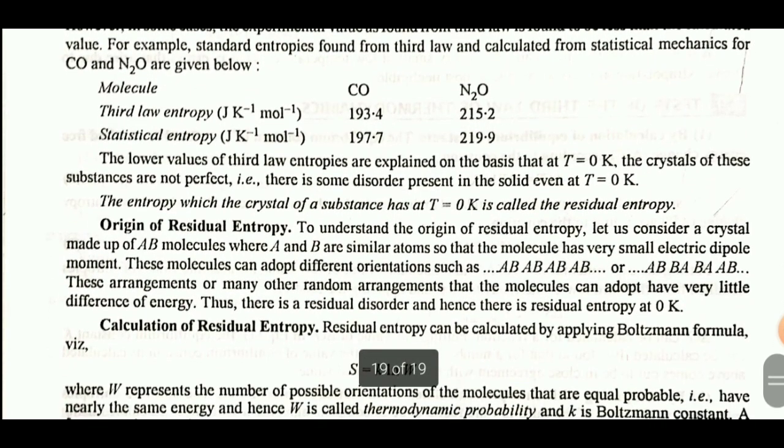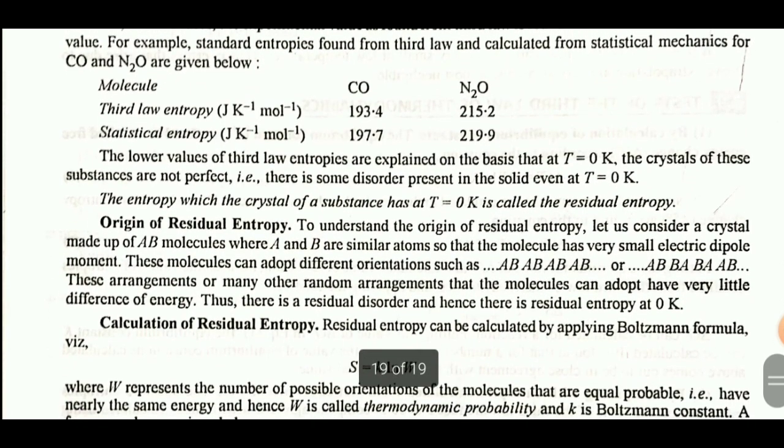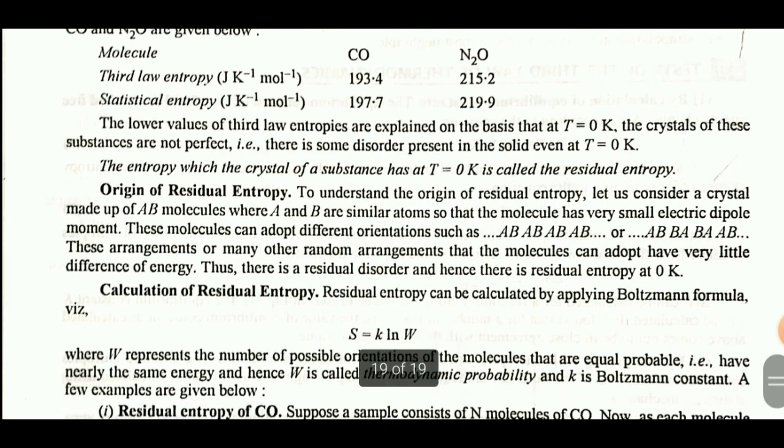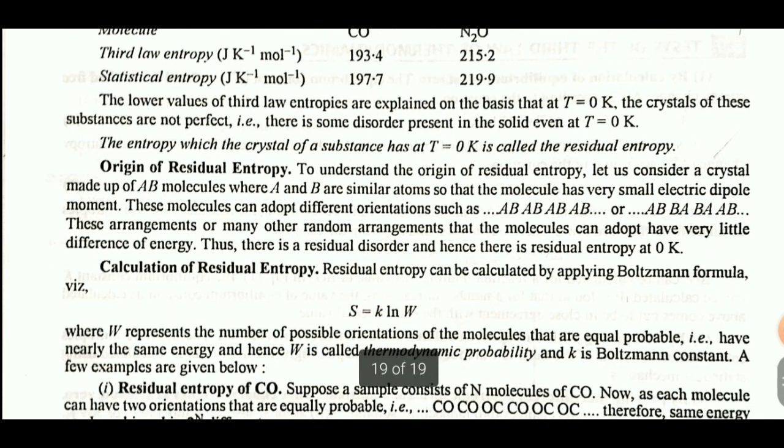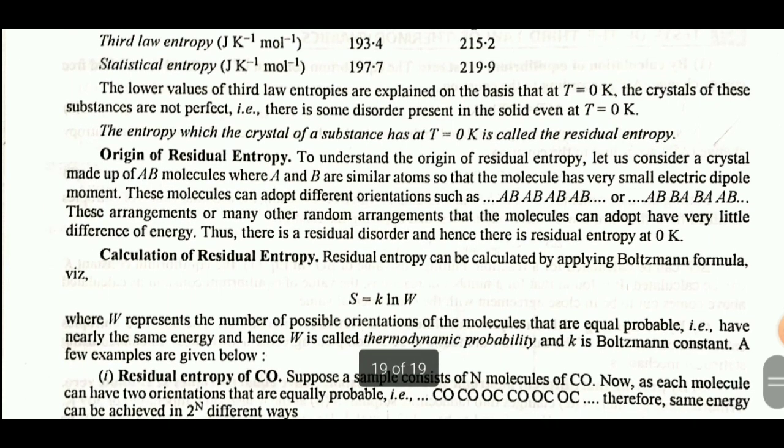The lower values of third law entropies are explained on the basis that at T is equal to 0 Kelvin, the crystals of these substances are not perfect. That is, there is some disorder present in the solid even at T is equal to 0 K. The entropy which the crystal of a substance has at T is equal to 0 K is called the residual entropy.